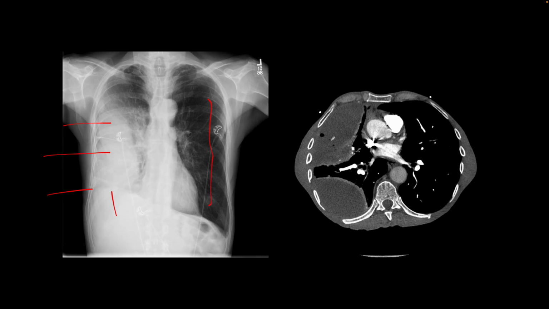On the CT, we find that there are loculated effusions. The pleura is thickened and shows enhancement, and there are foci of air. And so all of these signs suggest that there is underlying infection of this fluid in the pleural space. So the diagnosis will be empyema.